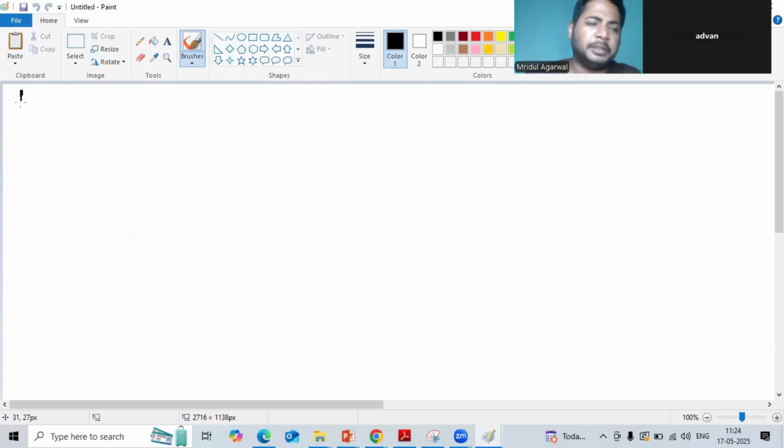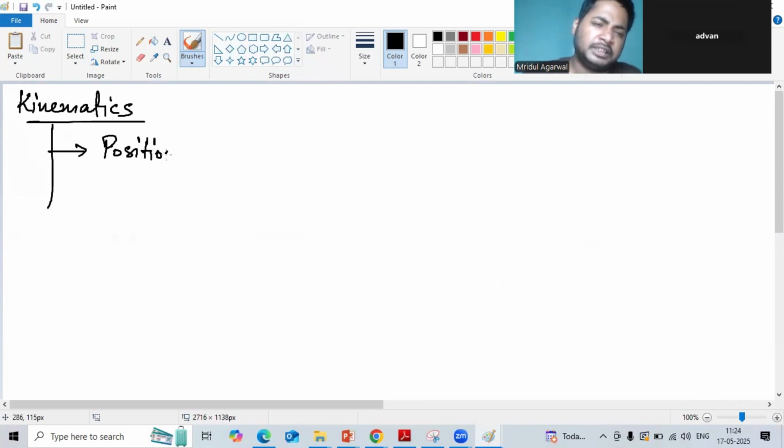Next one is kinematics. Now, if you talk about kinematics, you have got various terms. Okay. First term is basically your position. When your position changes, then what happens? The distance is covered. Correct? Or displacement. Correct?